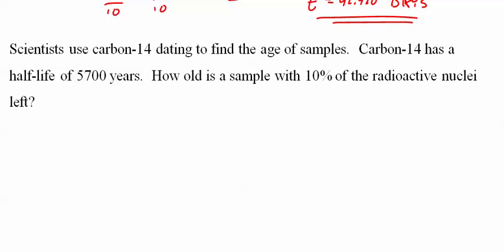So we're looking at a half-life of 5,700 years. So we got to do a little math first. Model this as A equals the original amount times half to the t over 5,700. And we want to know what percentage is left after, we want to know how old the sample is with 10% left. So let's do some math.